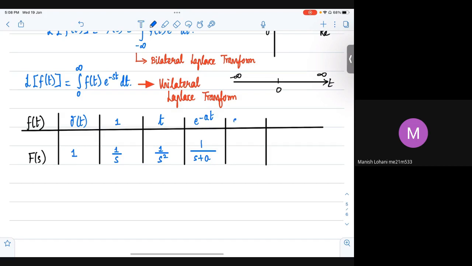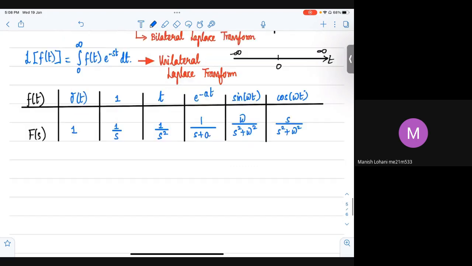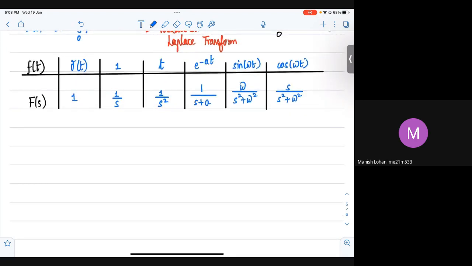If we take the function sine omega t, we get the Laplace transform as omega divided by s square plus omega square. And if we take the function in the time domain as cosine of omega t, this Laplace transform comes out as s divided by s square plus omega square. So these are a few commonly used Laplace transforms.